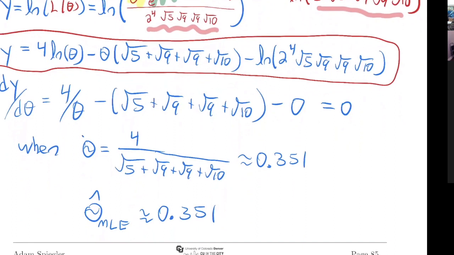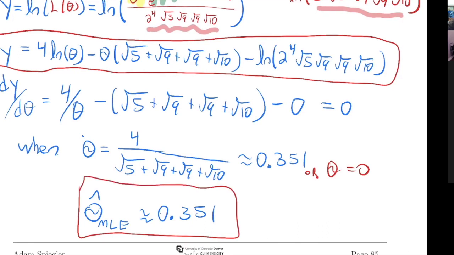And then we've got 2 critical points, I should say. If theta is equal to 0, that's going to make the derivative undefined. So that's a critical point. And then we have this other critical point when theta is equal to 4 over the square root of 5 plus the square root of 9 plus the square root of 9 plus the square root of 10. So out of these 2 critical points, this is the one that gives us the maximum value for the likelihood function. So it is the maximum likelihood estimator.